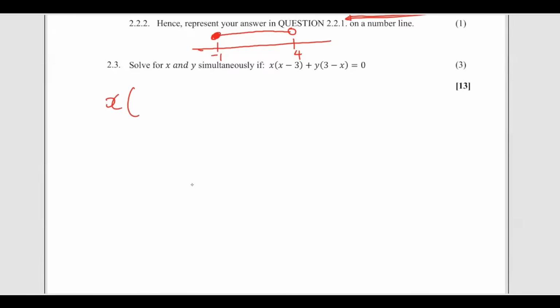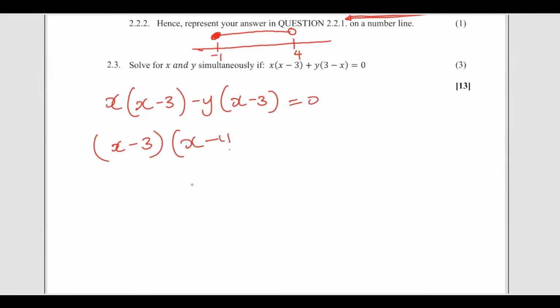But there is something weird that I'm seeing, as much as the examiner doesn't want to tell us exactly what they're looking for. So let's take out the negative sign here, so that we create the same brackets, and then we factorize. Okay, this is the sweetest simultaneous I'm seeing.